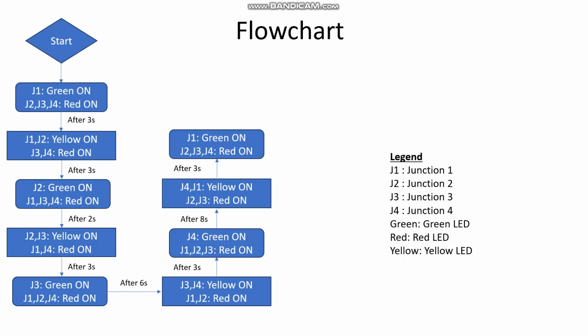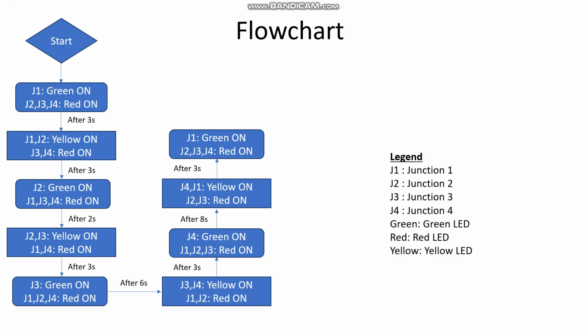This is my flowchart. So let me go through this quickly. First, you start the program, and then J1 green LED lights up, and the other junctions' red LEDs light up. After 3 seconds, the amber light for J1 and J2 lights up, and another 3 seconds later, junction 2's green LED lights up, and the other junctions' red LEDs light up.